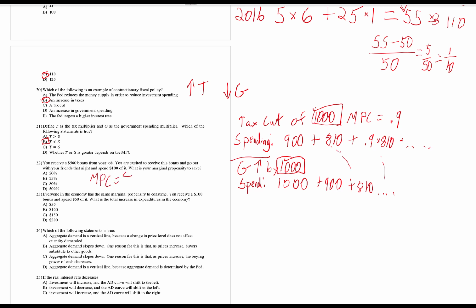equals change in consumption divided by change in income, which here is 100 over 500, which is 0.2. Notice, however, that in the problem we're being asked about our marginal propensity to save.